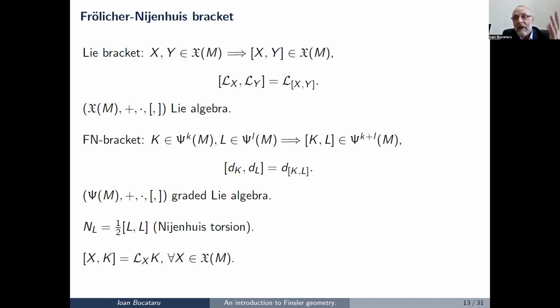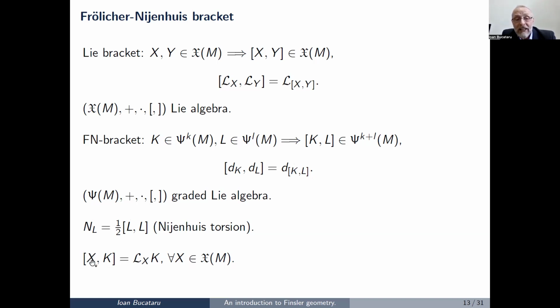Okay. So if we have this Frölicher-Nijenhuis bracket, we can consider the Frölicher-Nijenhuis bracket of a vector valued one form and itself. And this way we get what is called the Nijenhuis torsion.